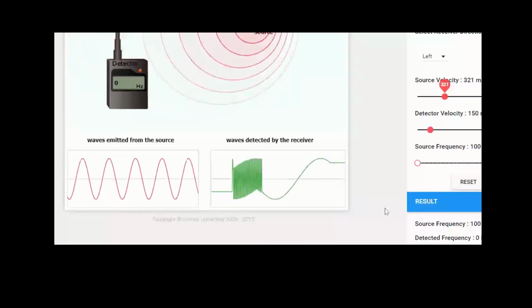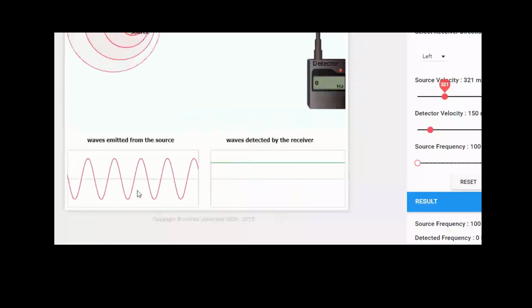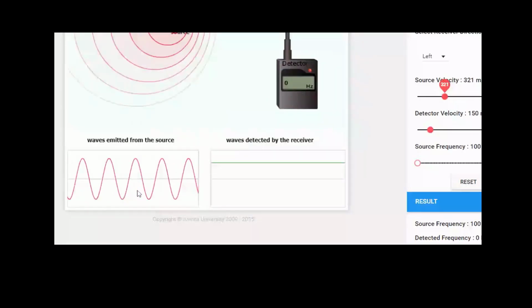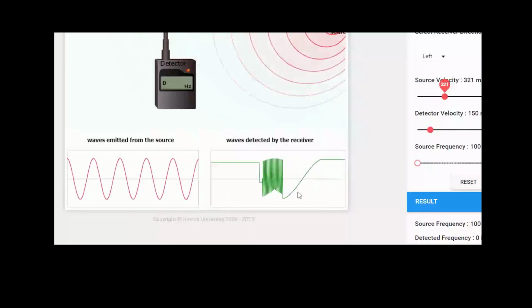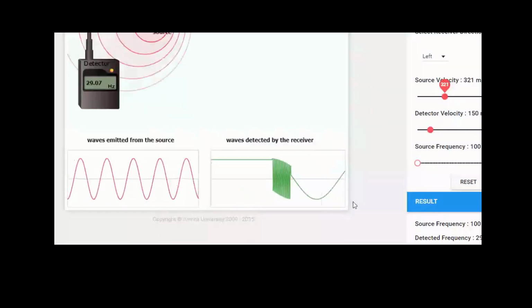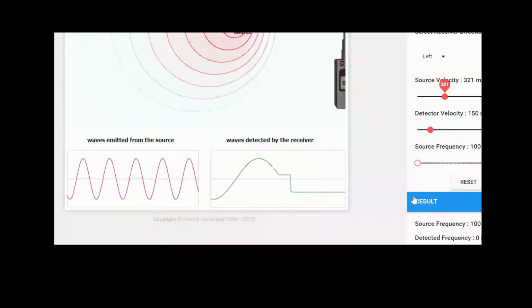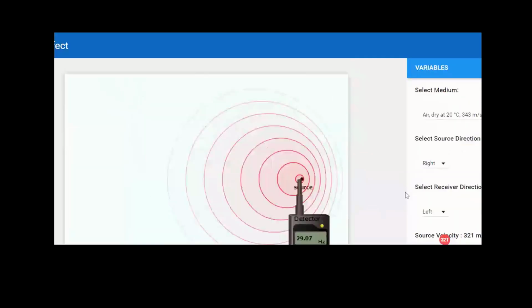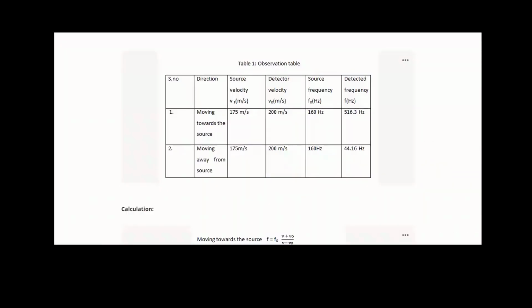These types of waves are received by the receiver. Coming from the source, it is like sinusoidal waves, and the detector is observing it like this. When they are moving, this is according to the Doppler effect. In this table, the source velocity is given as 175, the detector velocity is 200, and the source frequency is adjusted to 160. These are the values you have to adjust from the sliders.